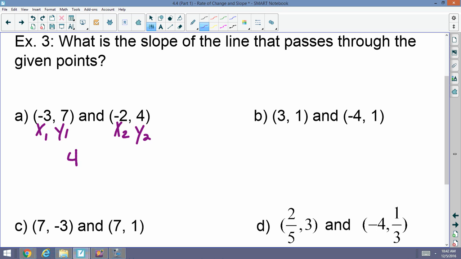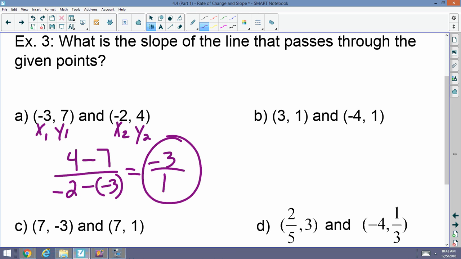So it's y2 minus y1 over x2 minus the value of x1, which happens to be -3. Do not forget this negative here. That's my point. So I've got -2 minus -3, so I've got -3 over 1, and that is my slope. That makes sense, guys?